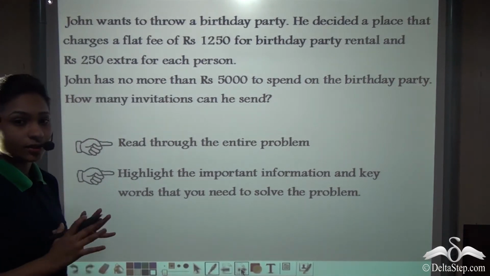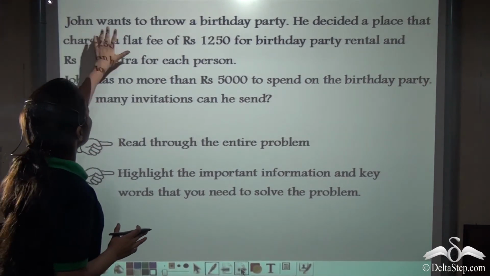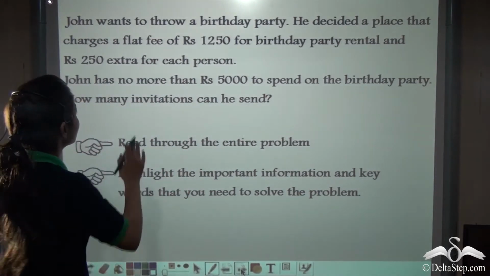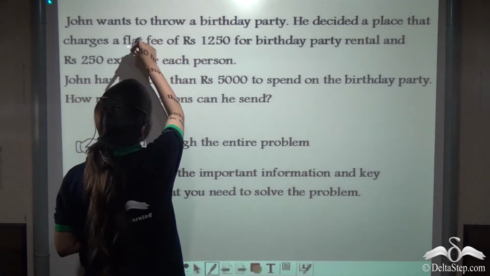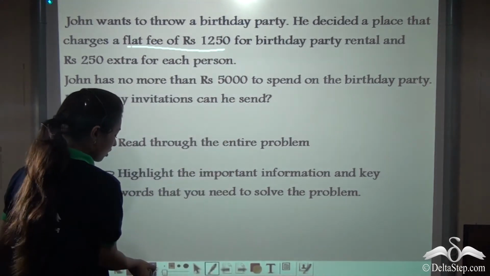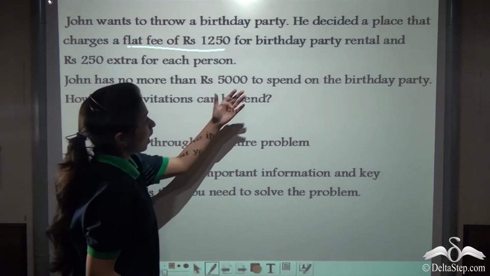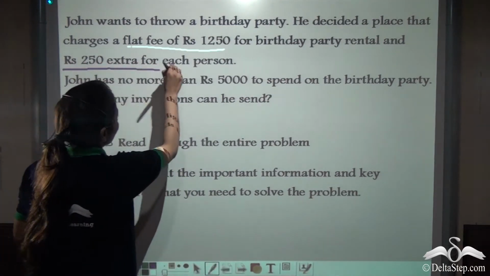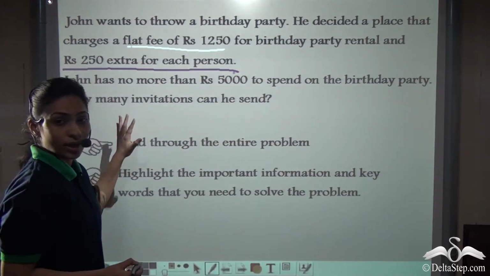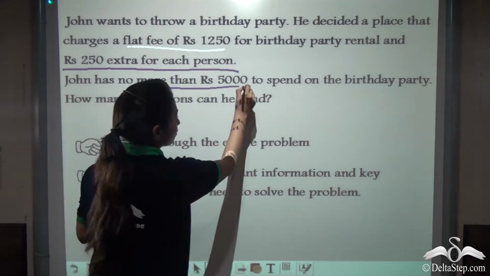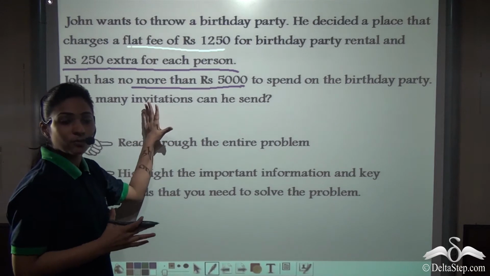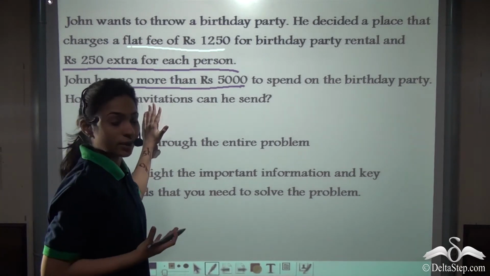Here again, let's read the problem again. John wants to throw a birthday party. He decided on a place that charges a flat fee of rupees 1250 for birthday party rental and rupees 250 extra for each person. But John has no more than rupees 5000 to spend. How many invitations can he send? So this is a problem which can be solved by inequalities.